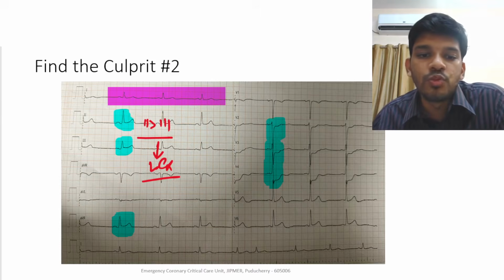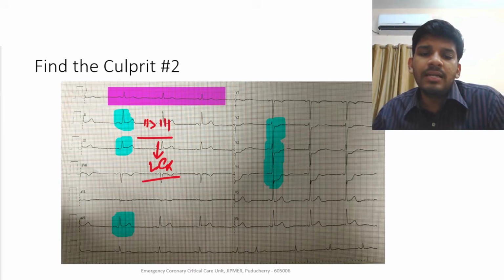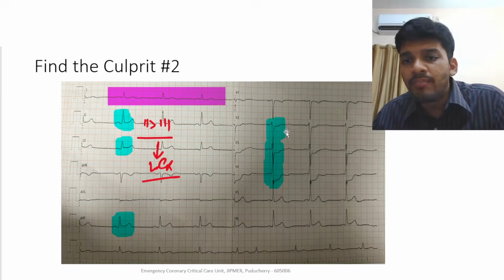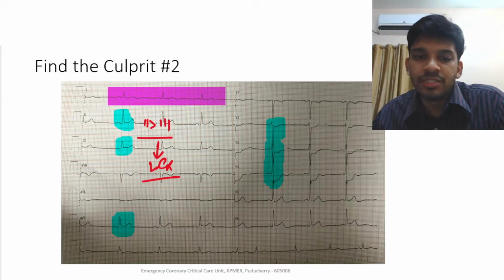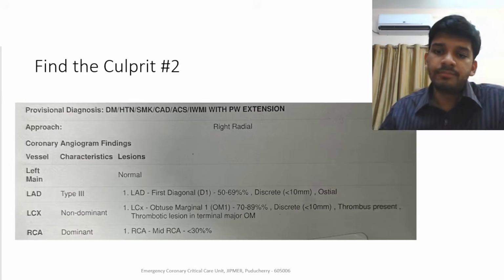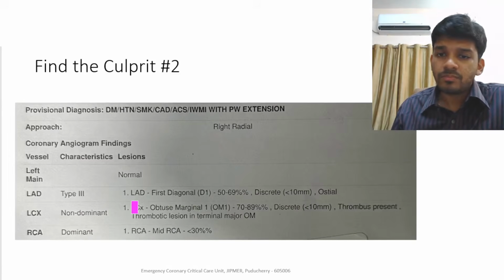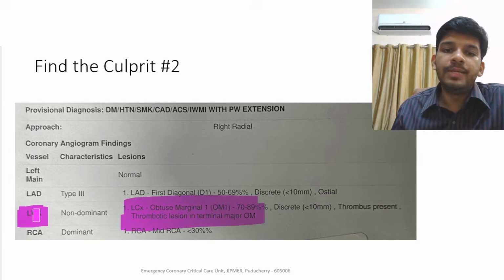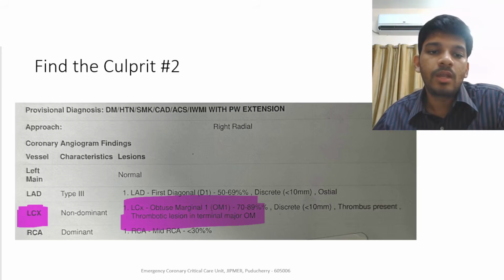Again, the FuEL algorithm comes to our rescue. So for the left circumflex artery here, we have ST elevation in 2 more than 3 and aVF, and depressions in V2 to V4 that are much more prominent than the ST elevations, which can sometimes even go up to 5 millimeters. Actually the culprit here was an obtuse marginal occlusion, and a thrombus was present, and PCI was done for this occlusion.